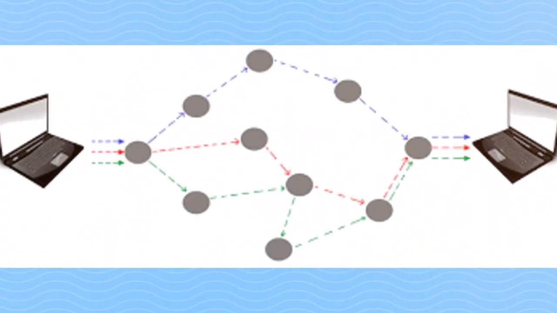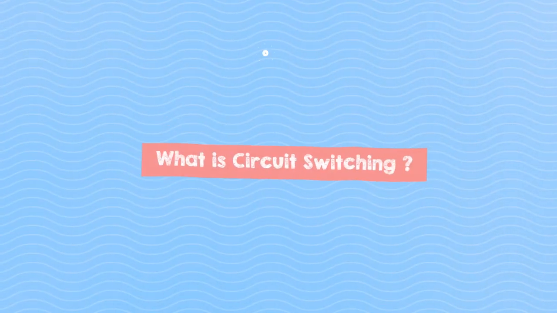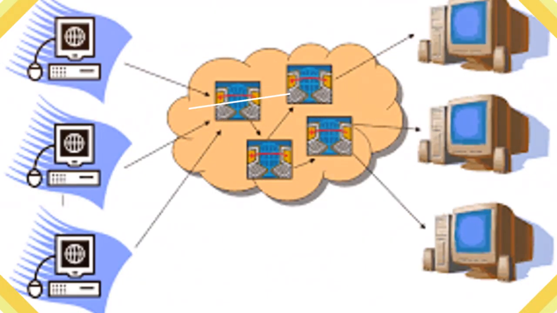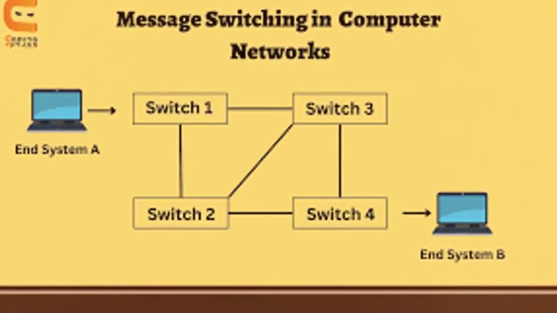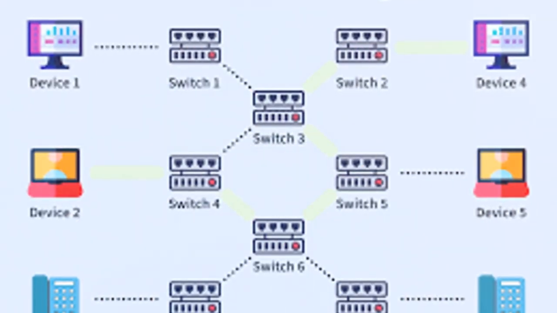Next is circuit switching. So what is circuit switching? This method creates a dedicated communication path between two devices for the entire duration of the connection, just like a traditional telephone call. It ensures a continuous and reliable data transfer, but can be inefficient since the path stays reserved even when no data is being sent.